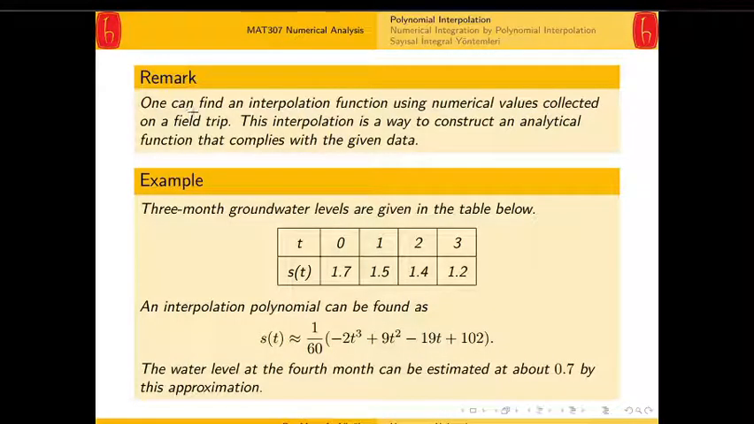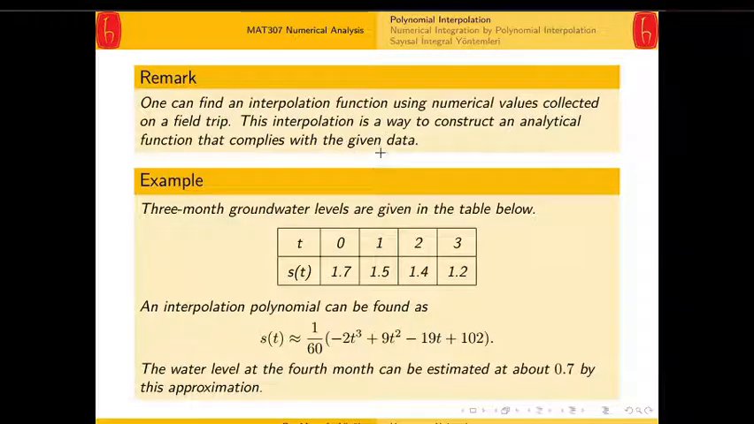Okay, a remark. One can find an interpolation function using numerical values collected on a field trip. So you're an engineer, you go on a field trip and collect some data. So you can use these data values to obtain an interpolation function corresponding to those data values. This interpolation is a way to construct an analytical function that complies with the given data. So this interpolation will give us an analytical function, and this analytical function will comply with the given data.